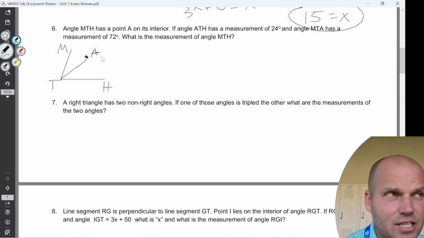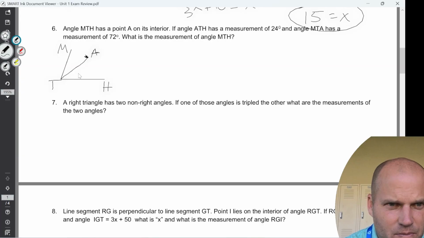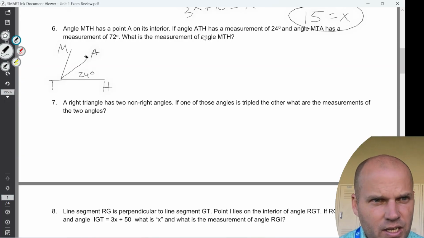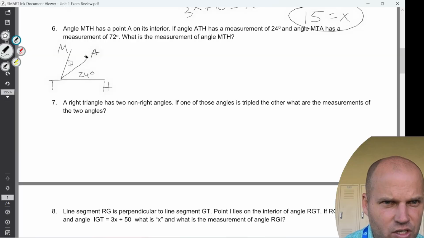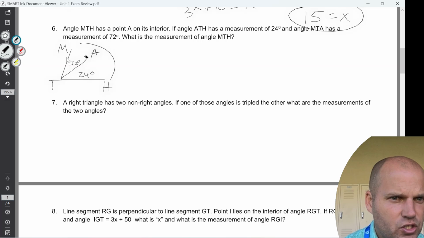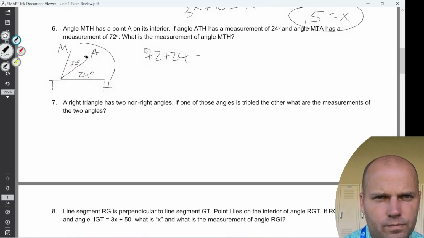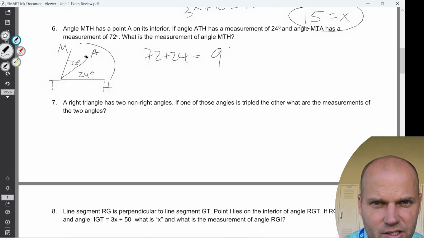Don't assume A is bisecting or cutting this in half. ATH has a measurement of 24 degrees. MTA has a measurement of 72 degrees. Well, that means MTH must be the sum of MTA and ATH, or 72 plus 24, which is 96 degrees.